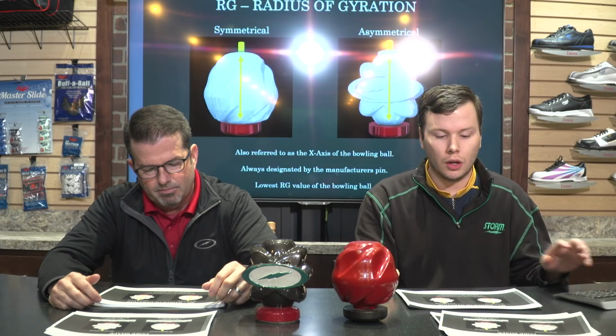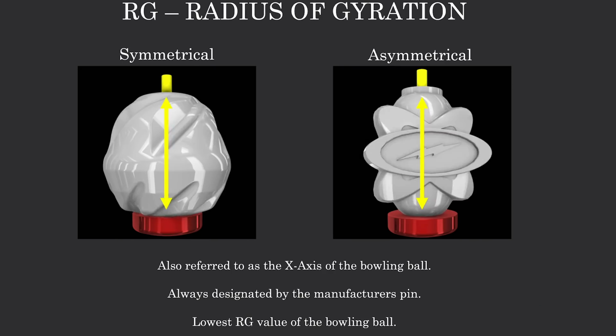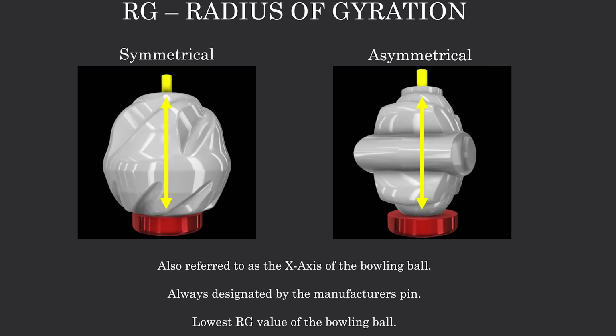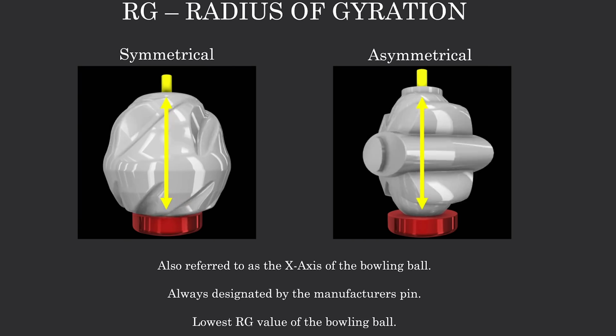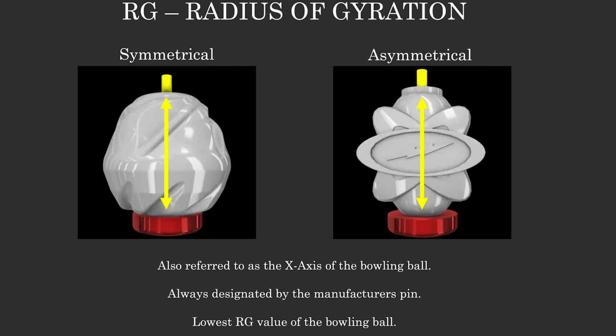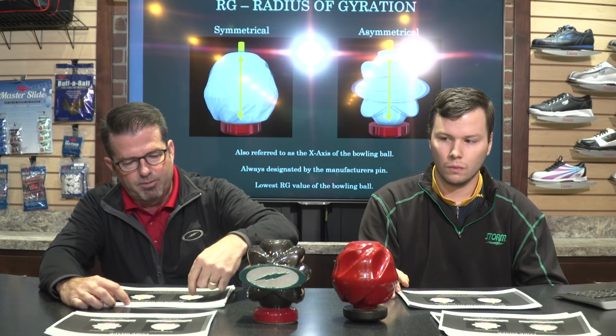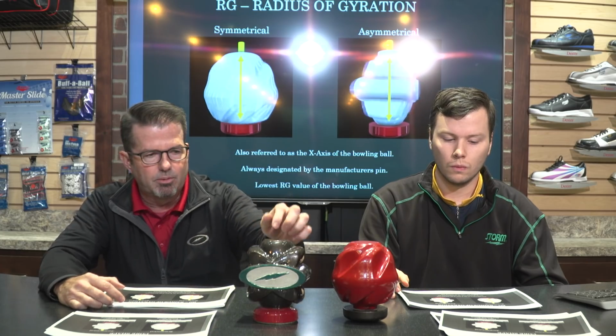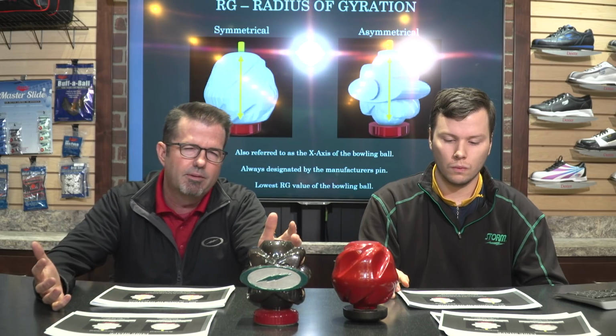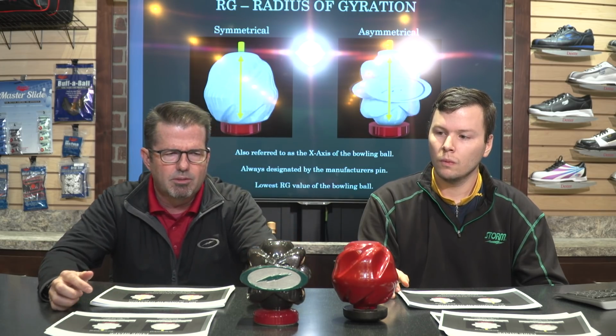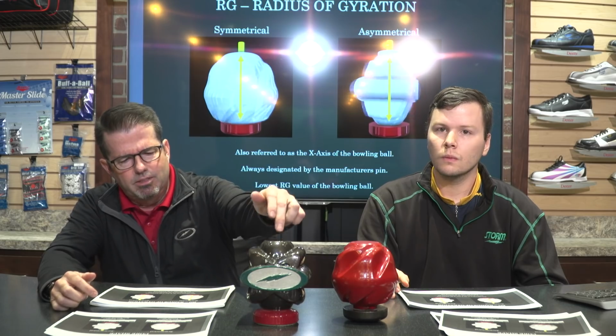Let's move on to RG. You can talk a little bit about that. Sure, quick. RG, it's easy to think about. We measure the lowest RG axis around the X-axis. If you look at these two cores, the arrows go straight from the pin down through the bottom of the weight block. We think of it kind of like the North and South Pole. So that pin is the low RG of the x-axis.